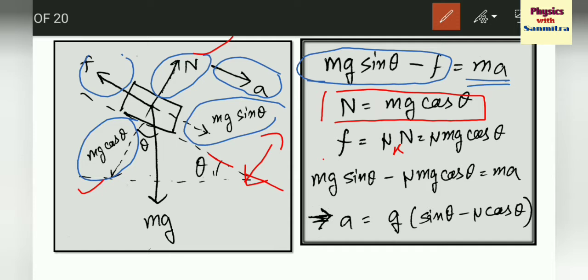So F is equal to mu k into N, that is mu mg cos theta. See, N is mg cos theta, so mu mg cos theta, mu is mu k. So I am just substituting this value: mg sin theta minus this f, I am putting mu mg cos theta, that is m into a. Now we are cancelling out m and taking common g. a is equal to g (sin theta minus mu cos theta). I hope this is clear.